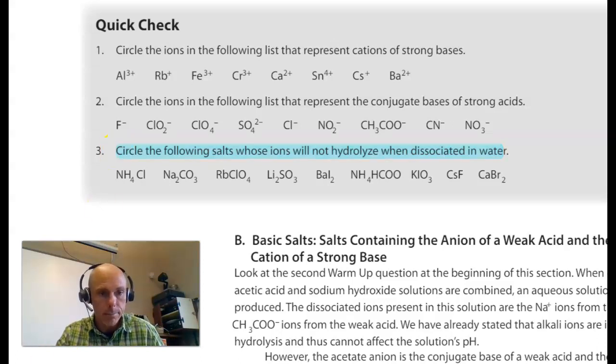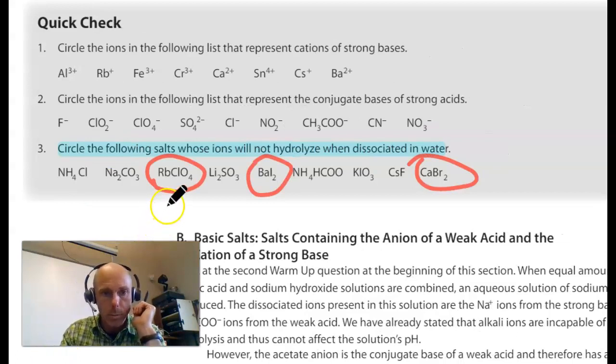All right, I circled rubidium perchlorate, barium iodide, and calcium bromide, but let's talk about why. This first one would actually end up being an acidic salt. The cation is a weak acid. NH4+ is a weak acid. Chloride, meanwhile, is the anion of a strong acid, so it will not act as a base. Chloride is not a base. Ammonium is a weak acid, so this would be an acidic salt. So that's not going to fulfill our criteria.